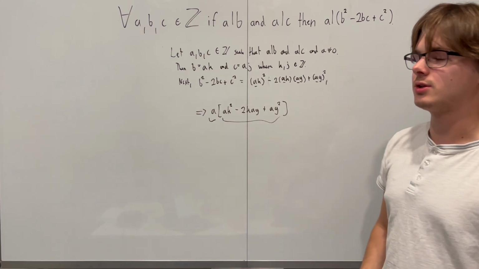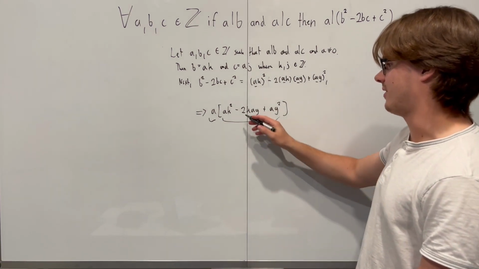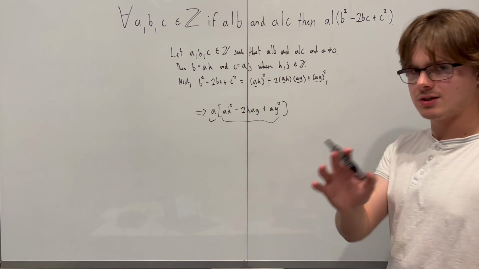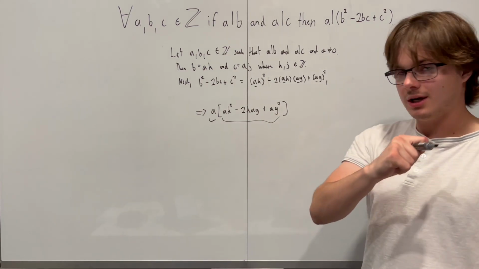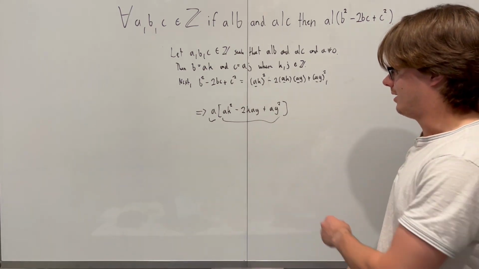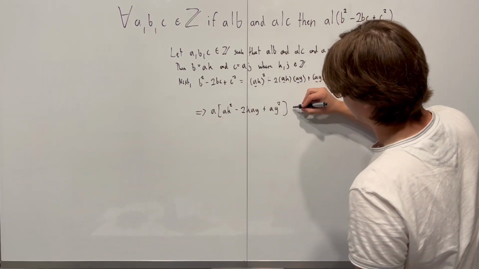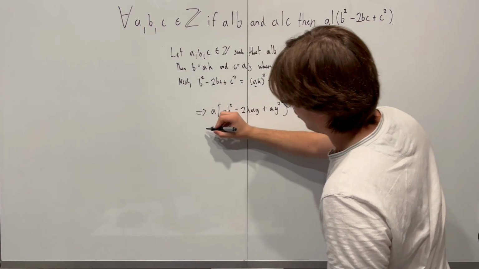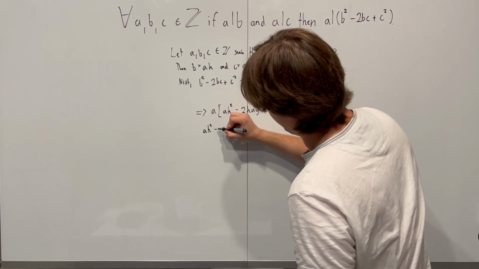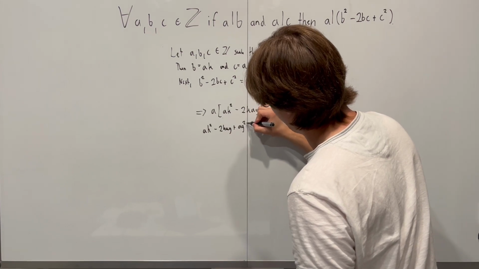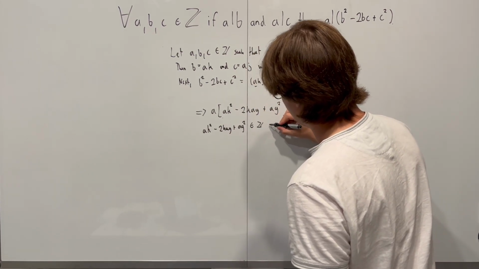Just notice that whatever's in this bracket is going to be an integer because everything here is an integer, either multiplied, added, or subtracted, which is still going to make it an integer. So we just have to explicitly state that k squared minus 2kj plus j squared is an integer.